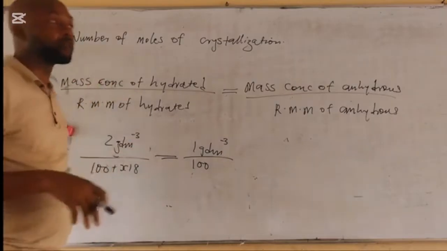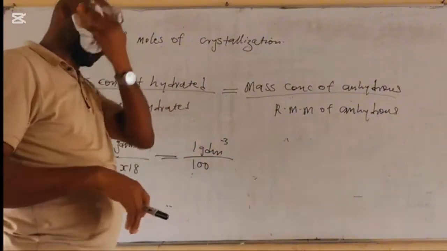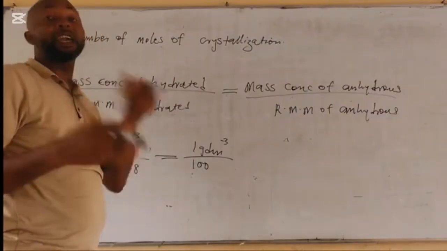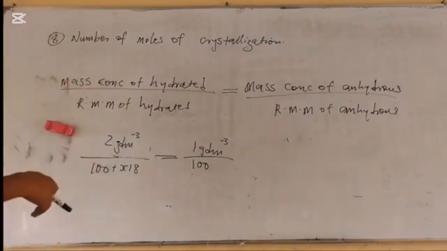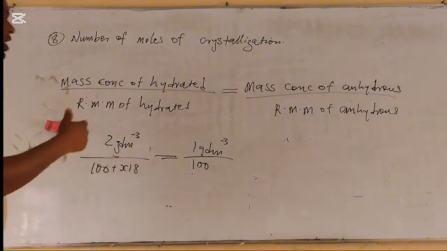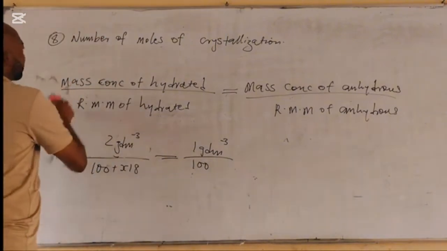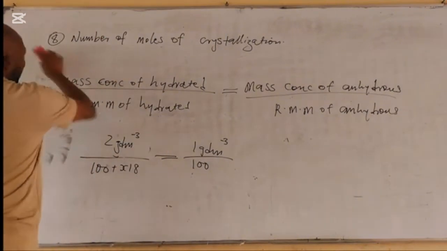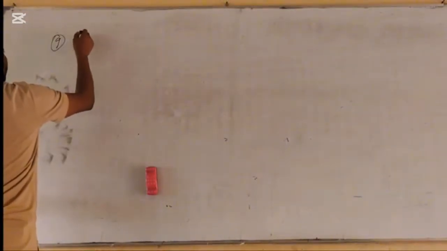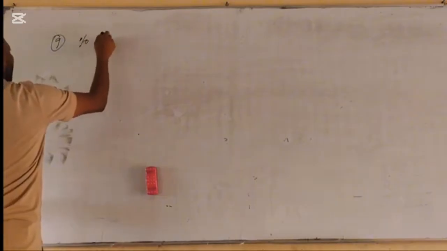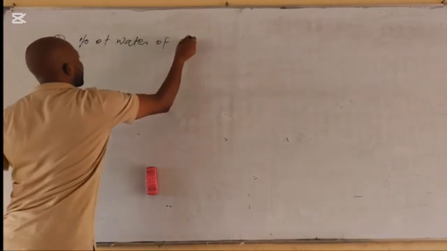When we input it into the main formula, we know the number of moles. Is it heptahydrate, which is 7? Is it decahydrate, which is 10, trihydrate, and so on. So this is for number of moles of water of crystallization. What about percentage of water of crystallization? So let's take another one, percentage of water of crystallization. Now, the 9th formula, percentage of water of crystallization.